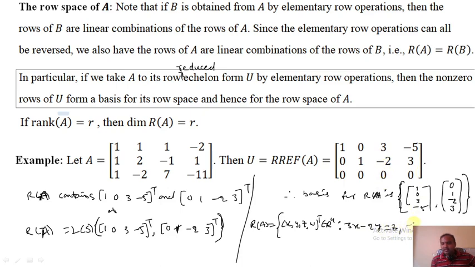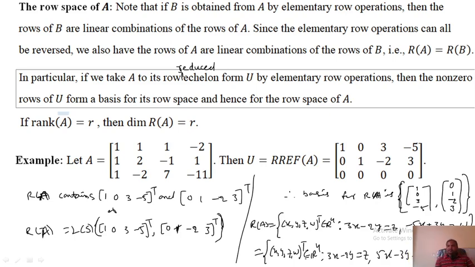This one is minus 5x plus 3y. This one is the fourth one. Or the same, you can write (x, y, z, w) transpose belongs to R^4, such that 3x minus 2y is equal to z, and 5x minus 3y plus w is equal to 0.